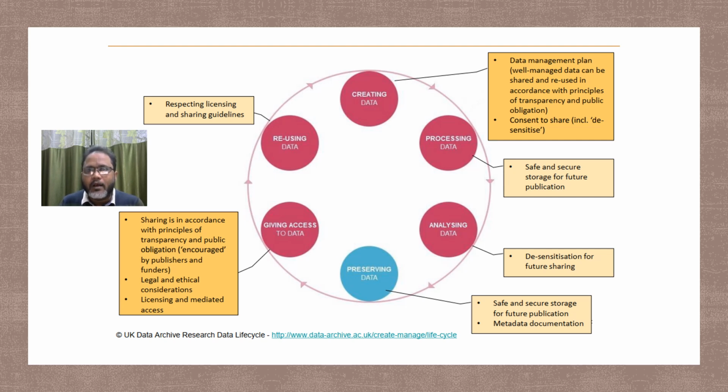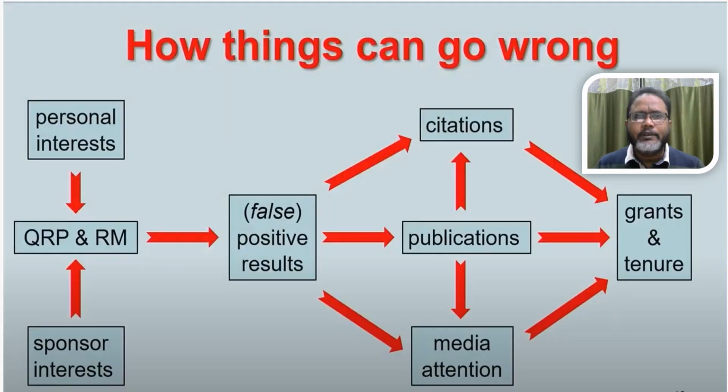So this is how the research is going on: data creation, processing, curation, filtration, storage, retrieval, reuse, and again recreation. So this is the way by which we create data. And now here comes the point where things can go wrong.